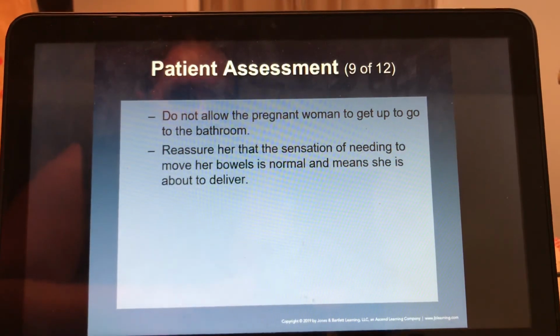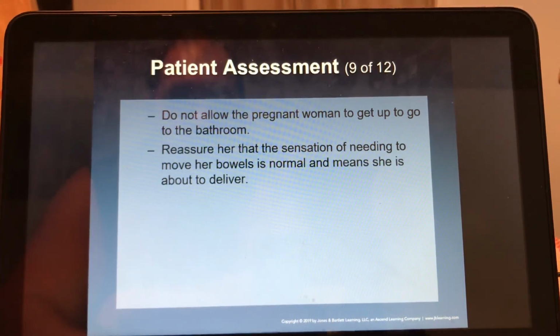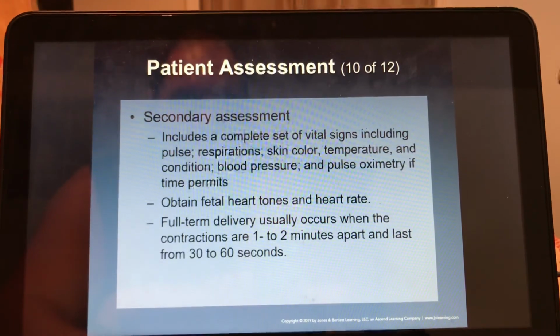Don't let her get up to go to the bathroom. The reason being is if she feels she has the urge to push and take a number 2, more likely she'll wind up with a child in the toilet. Again, if she has to move her bowels, it's more likely because of the nerve plexus being pushed on and she is going to have imminent delivery.